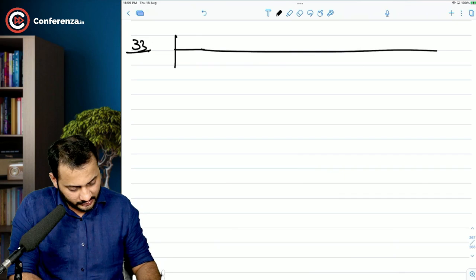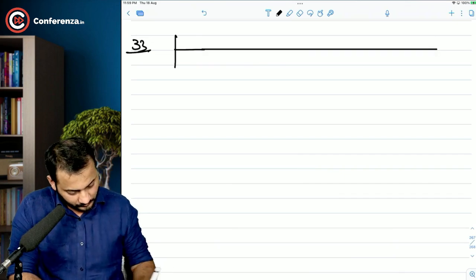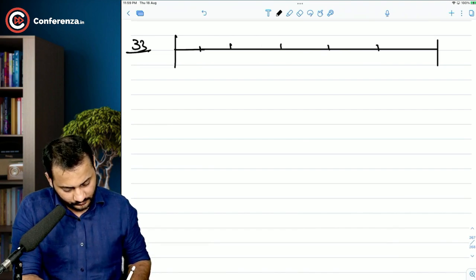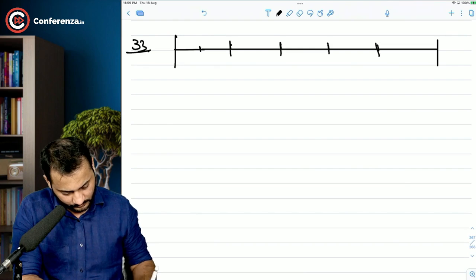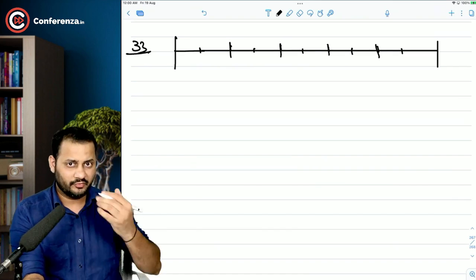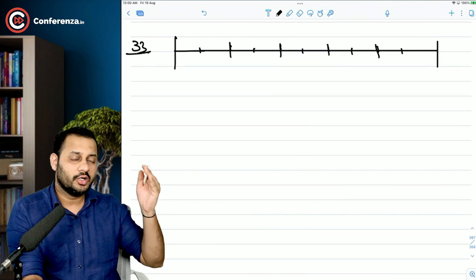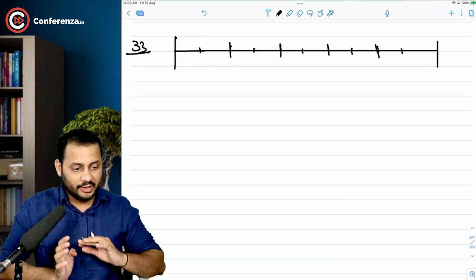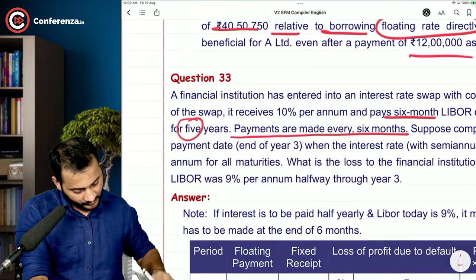Let's say these are 5 years, half yearly. So what was happening? You are a financial institution and you have entered into a swap agreement with the other party, in which he is going to pay you 10% per annum and you will be paying LIBOR to him. Am I right?